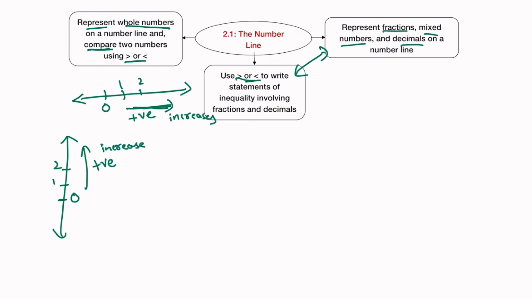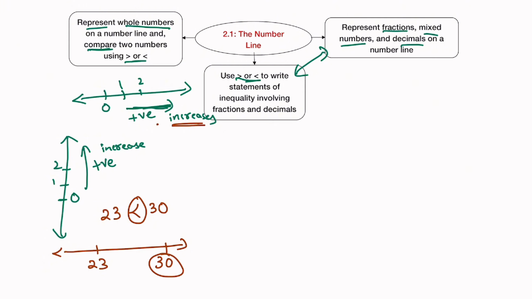And it says you have to compare them. So let's take an example here for comparison. Let's say we have a horizontal number line. 23 is here, right? As we said, it increases. So let's say 30 is here. So which one is bigger? Which one is a greater number? Of course, 30 is a greater number. So we say 23 is less than 30. That's it. So this is how you compare them.